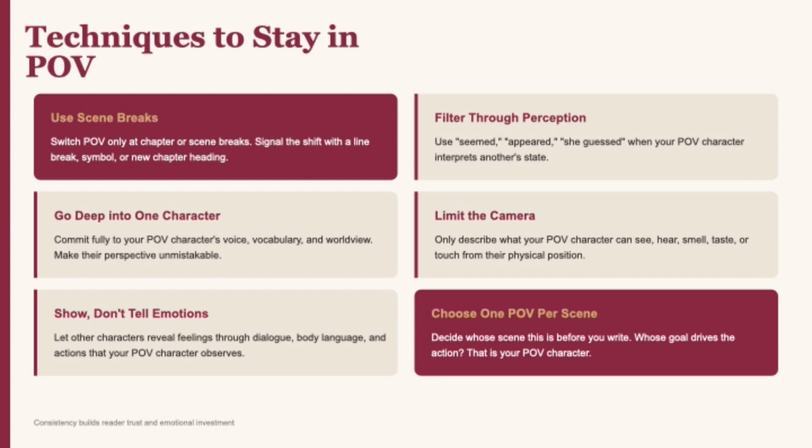But if you decide that you are going to have many scenes in one chapter, of course, you can use some kind of line break or symbol, something to let your reader know we're switching now, because we're getting ready to go into a different scene. You can go deep into one character, you can commit fully to that point of view character's voice, their vocabulary, their worldview, and you can make the perspective unmistakable all in that one scene.